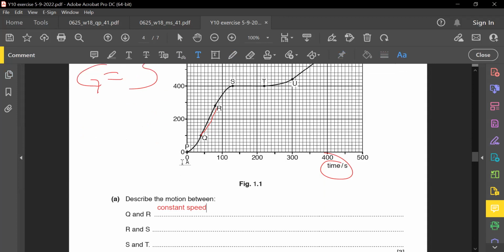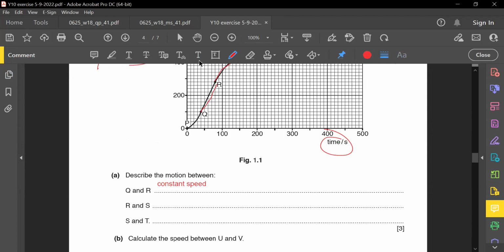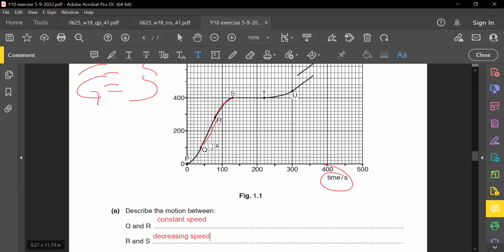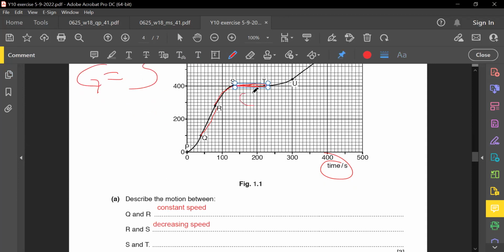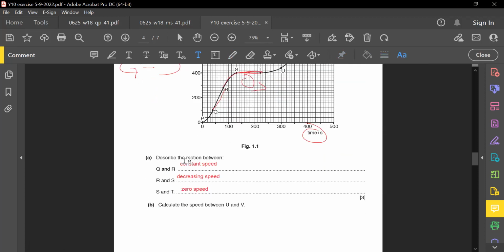And R to S, you notice that the gradient starts to slope already. It starts to curve. Good. Because it has a decreasing gradient, it will have decreasing speed. And finally, S to T, zero gradient means zero speed. So you can either say stop, or just say zero speed, or anything along these lines is definitely acceptable. Okay.